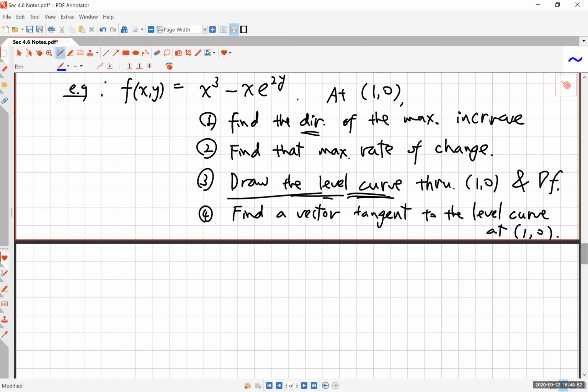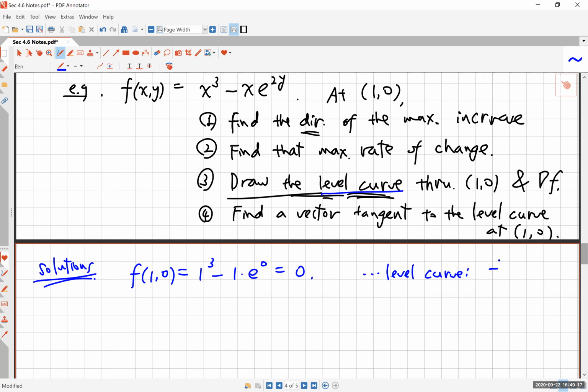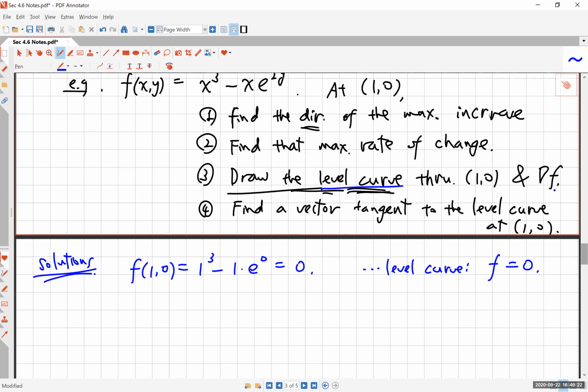All right, I'm going to use a blue to write the solutions here. Let's evaluate the function at (1, 0) first. That's 1 cubed minus 1 times e to the 2 times 0, right? That's 1 minus 1, so that's 0. So this level curve I'm about to draw is going to be f equal to 0. Find all the points where f is equal to 0.